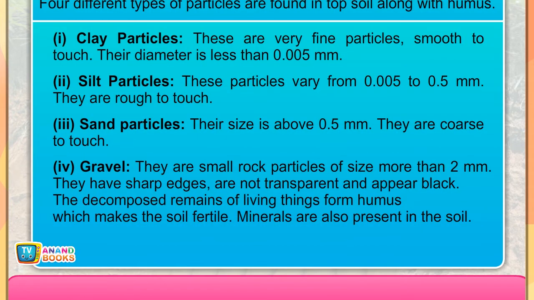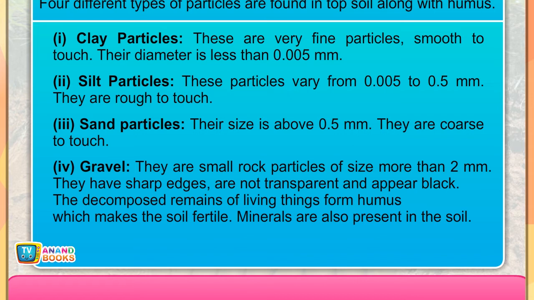Soil constituents. 4 different types of particles are found in topsoil along with humus. Number 1. Clay particles. These are very fine particles, smooth to touch. Their diameter is less than 0.005 mm. Number 2. Silt particles. These particles vary from 0.005 to 0.5 mm. They are rough to touch.